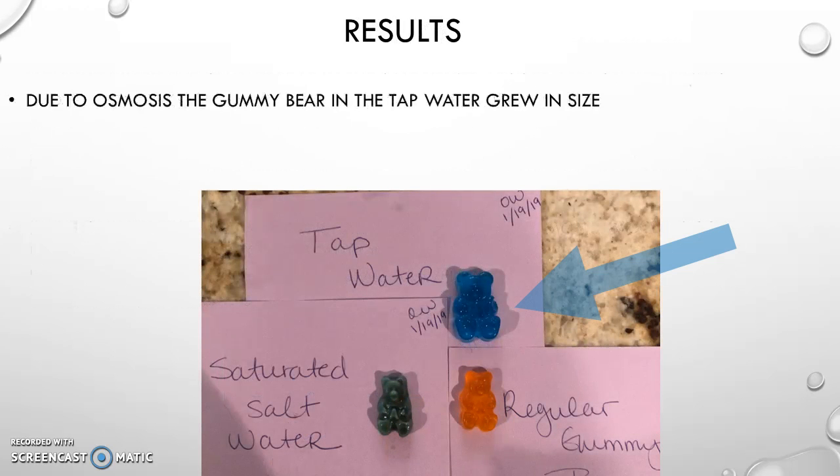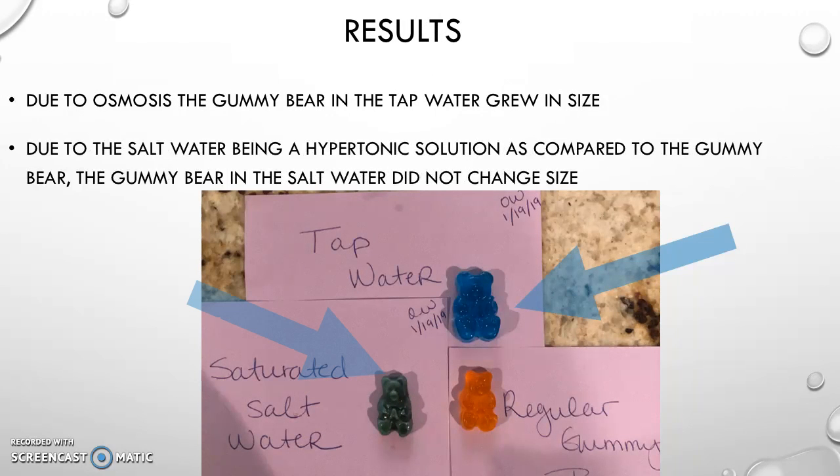So for our results, we see that due to osmosis, the gummy bear in the tap water grew in size, and due to the salt water being a hypertonic solution as compared to the gummy bear, the gummy bear in the salt water did not change size.